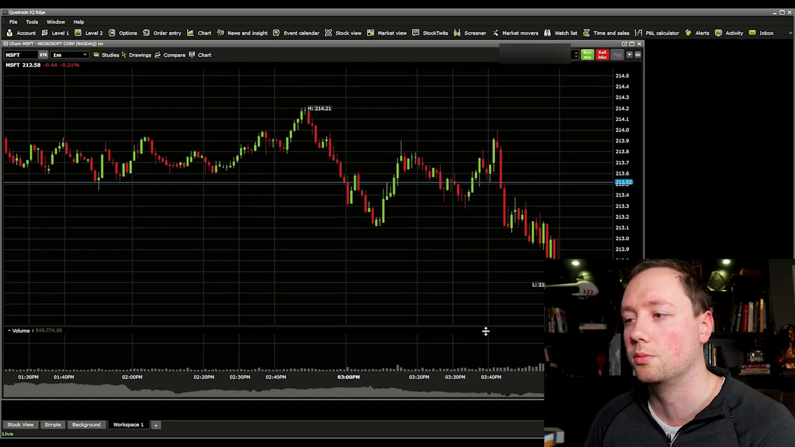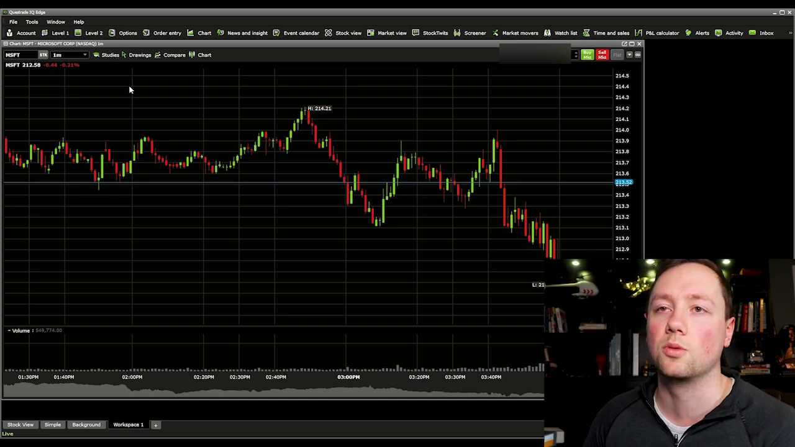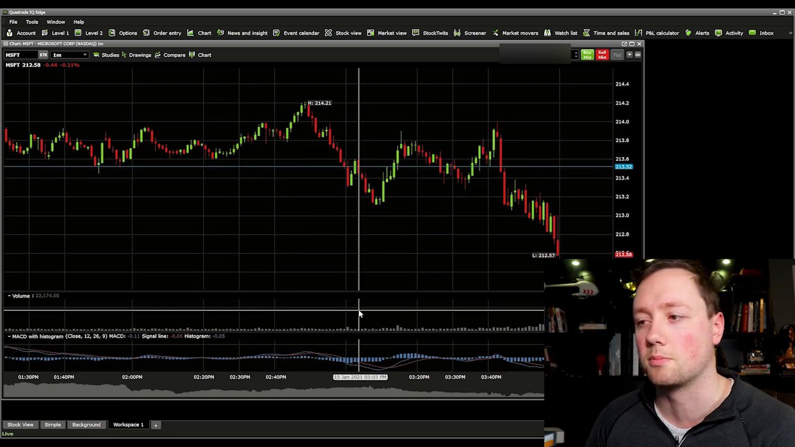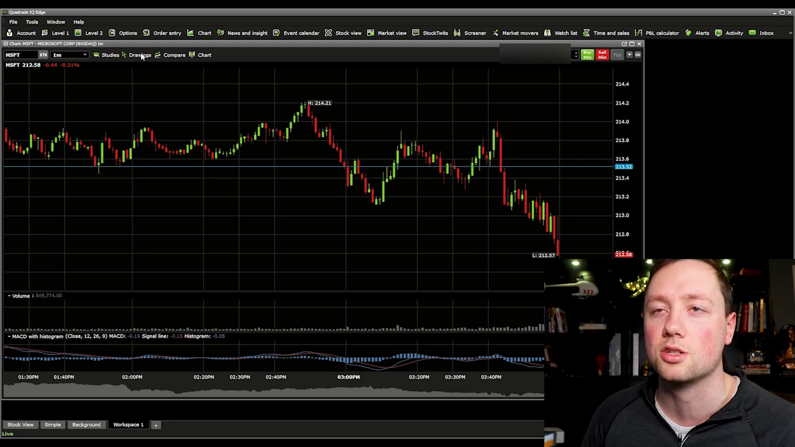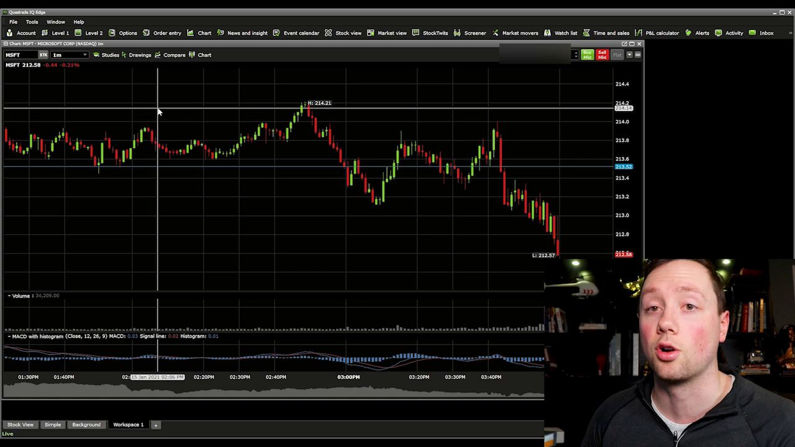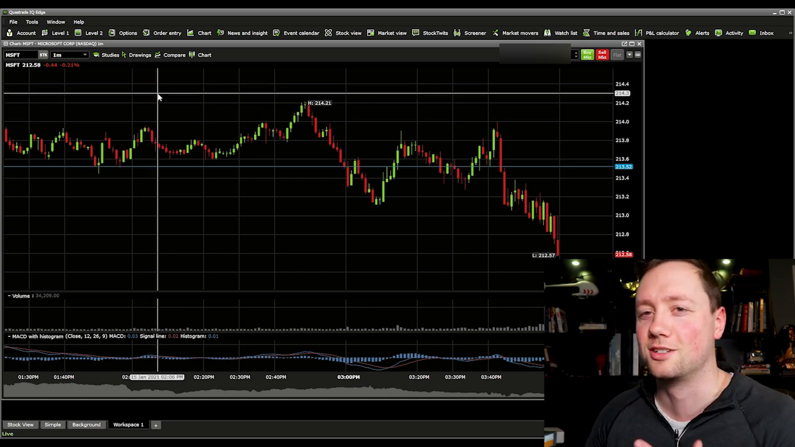You can move the volume, and then up here is where you add in the different overlays. So let's say that you wanted to add the MACD. All you would do is go to trend indicators and MACD with histogram. I know you guys can't see this drop down menu right now, but when you click on studies or you click on drawings, there's a drop down menu, and then you can add in whatever options you want. Sorry about the drop down menu. My screen recorder just doesn't capture it.